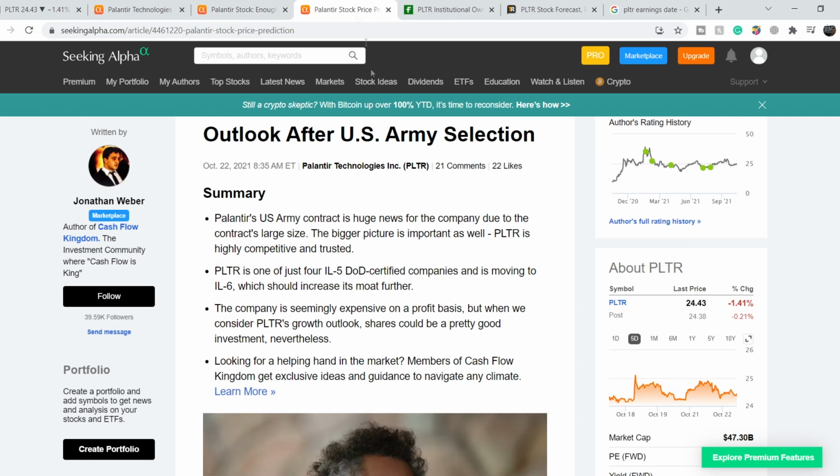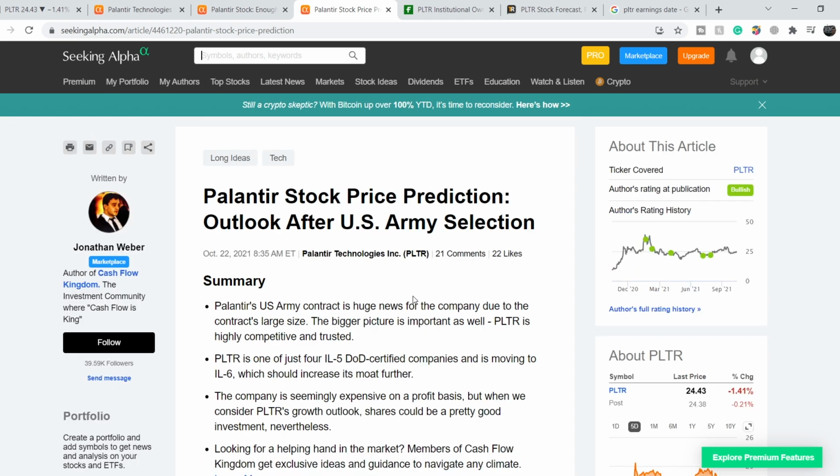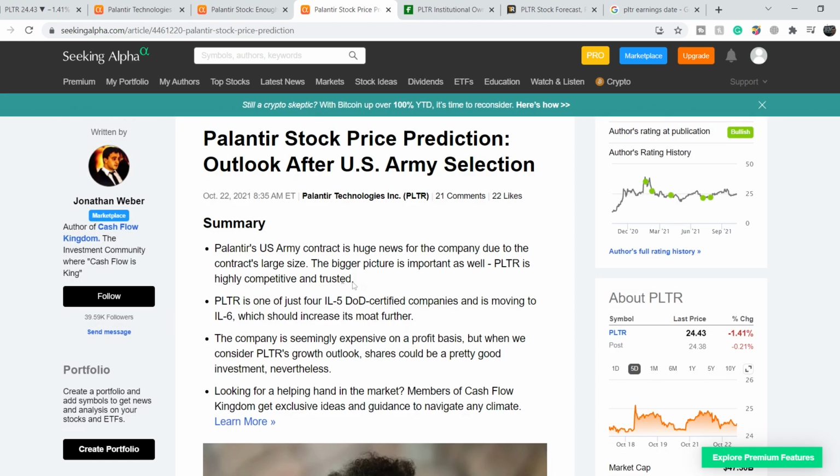So let's continue with this news, and this article was published on October 22nd, and it's titled Palantir Stock Price Prediction Outlook After US Army Selection. And let me quote just this summary. Palantir's US Army contract is huge news for the company due to the contract's large size, and I have to say that it is more than $382 million for the entire amount for this contract. And the bigger picture is important as well. PLTR is highly competitive and trusted.